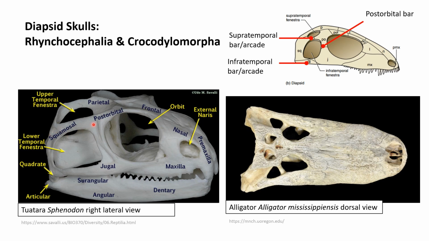So there are plenty of synonyms. It's formed by the squamosal and postorbital bones. The lower margin of the infratemporal fenestra is called the infratemporal bar / arcade / arch. It is formed by the jugal and quadratojugal bones. The postorbital bar separates the fenestrae from the orbit.